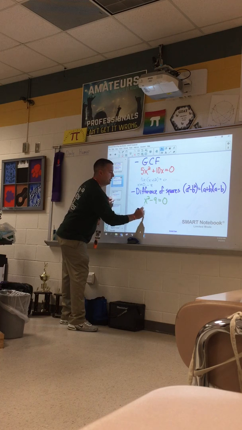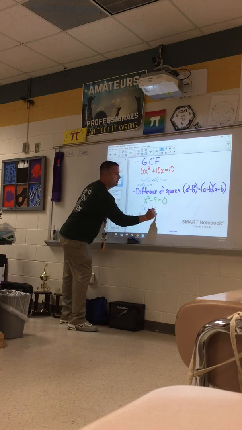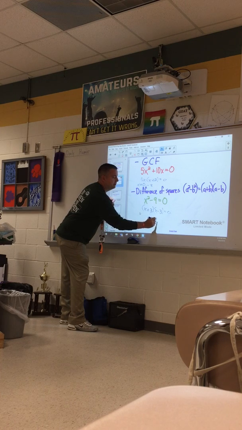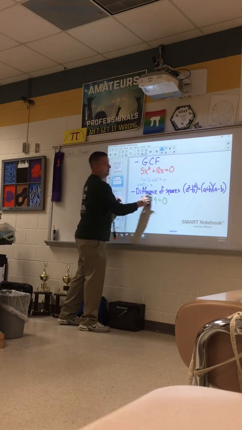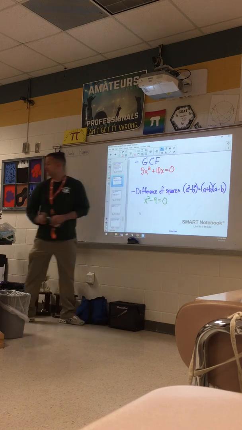Difference of squares, this factors as 1 is positive, 1 is negative, and then flip the 2 signs, x equals negative 3 and 3, plus or minus 3. That's your difference of squares or special cases.